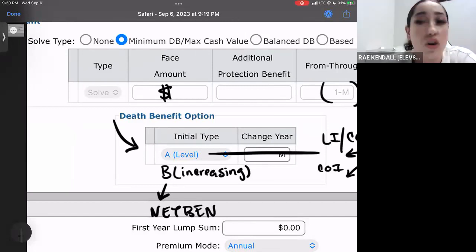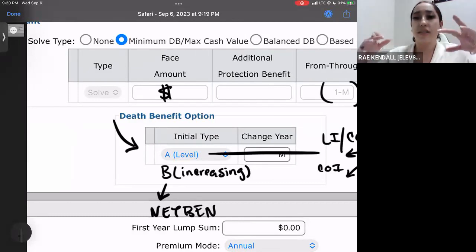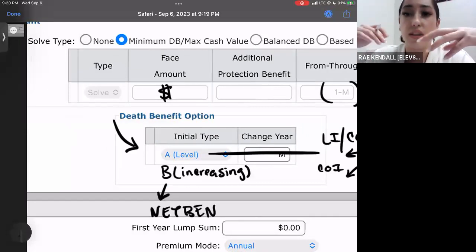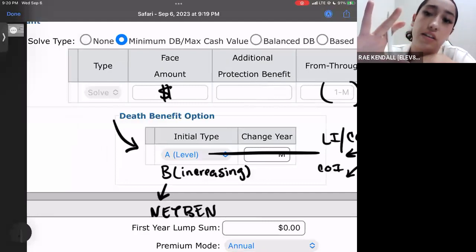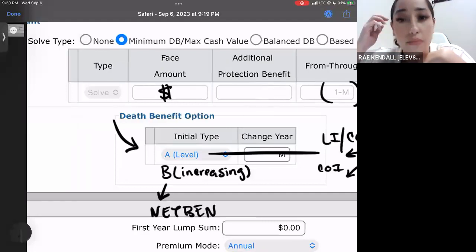What kind of policies don't give access? What kind of policies would describe the life insurance company keeping your cash value and giving your beneficiary the life insurance? What kind of policy does that?